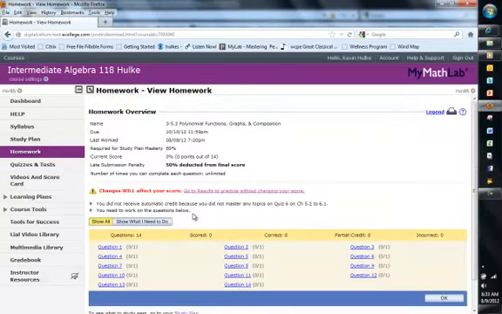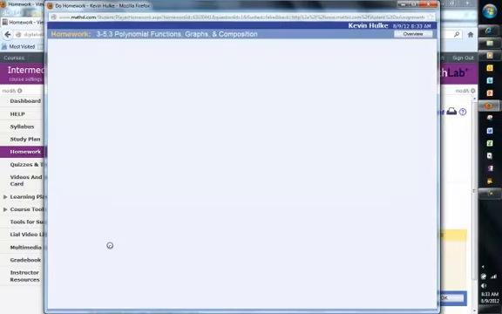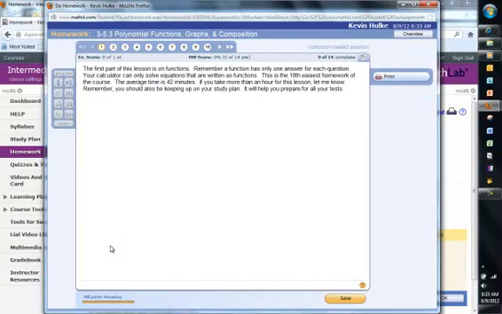Okay, so we're working on polynomial functions, and the first part of this lesson is on functions. Remember, a function has only one answer for each question. Your calculator can only solve equations that are written as functions.